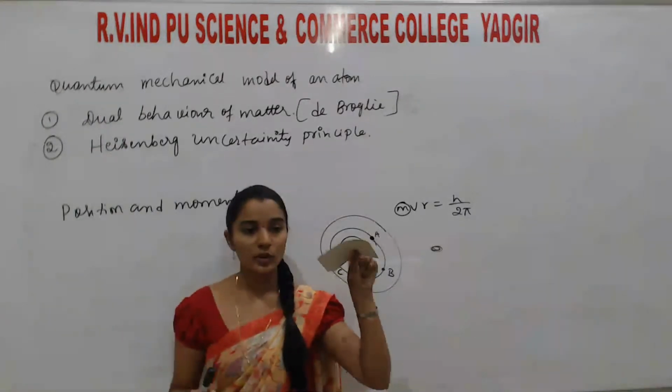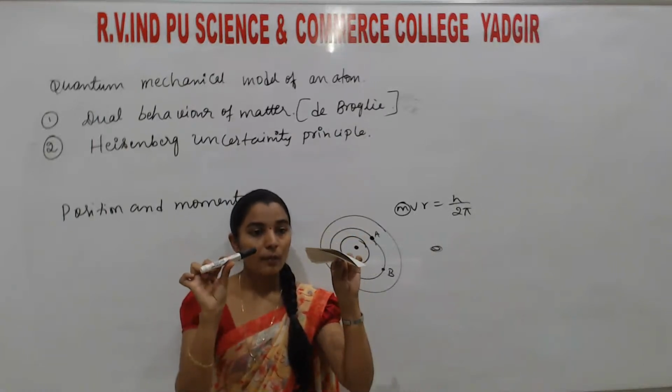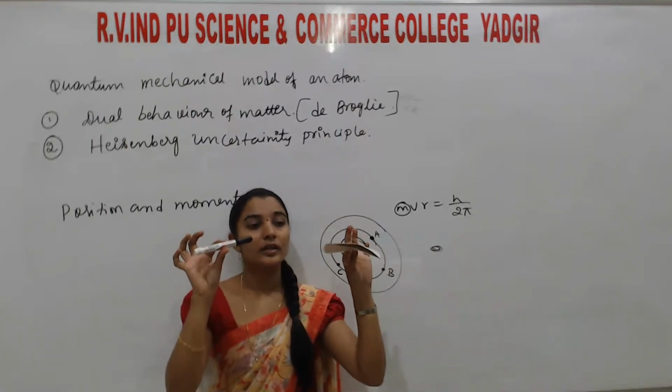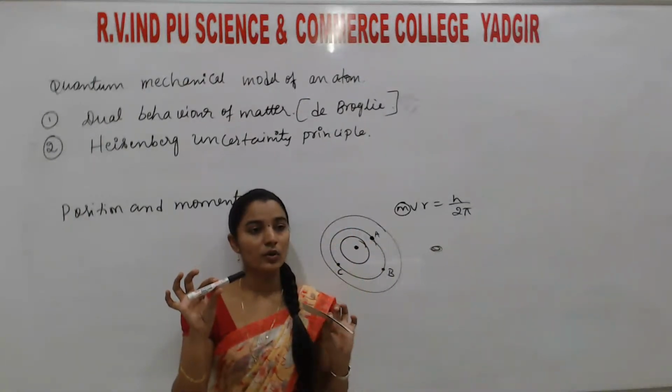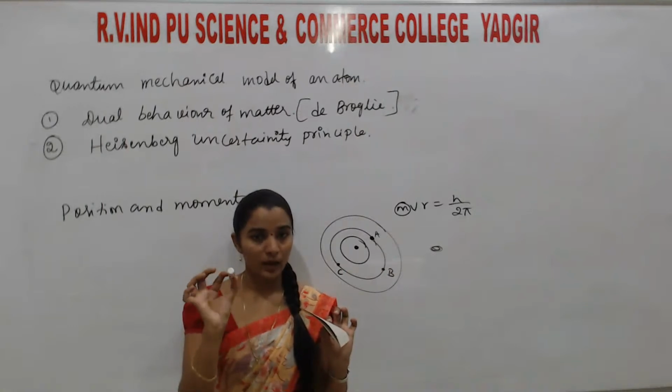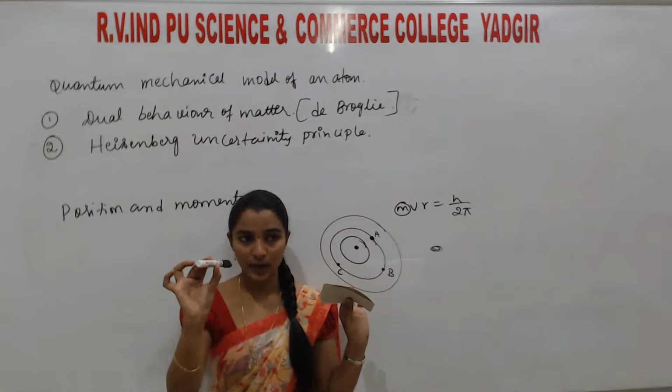Okay, so here is one piece of paper and here is a pen. If I leave both this paper and pen at the same time, which one reaches the ground very fast? Which one? Pen. Are you getting it? This one is lighter in mass, and this one is heavier in mass.